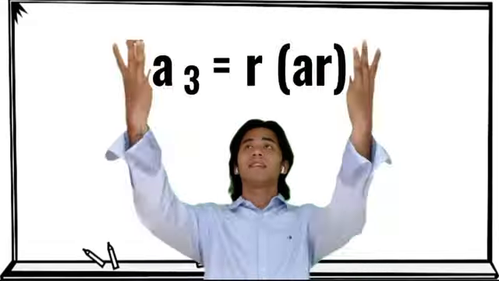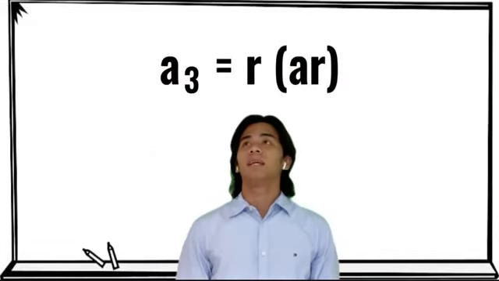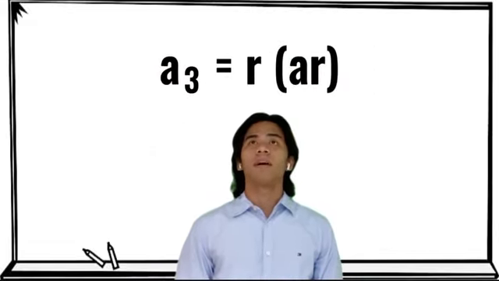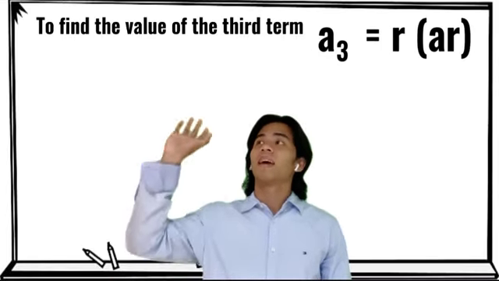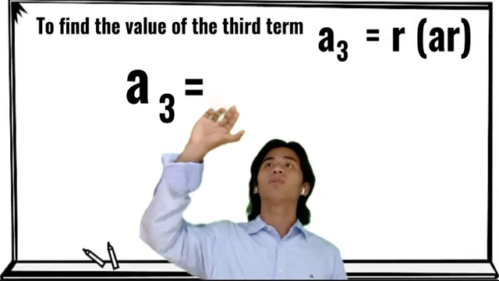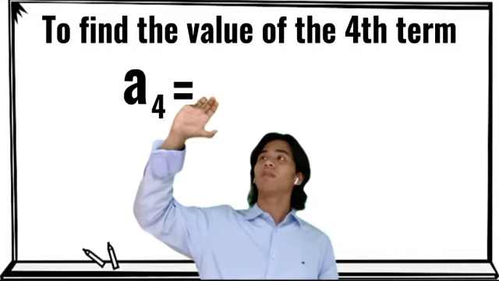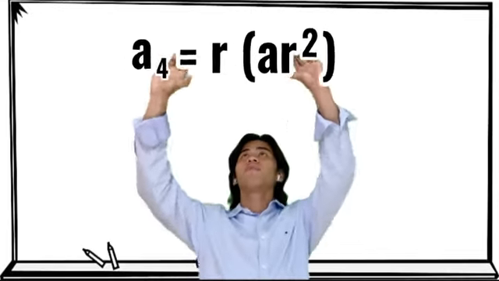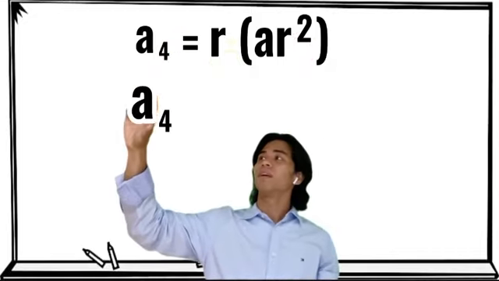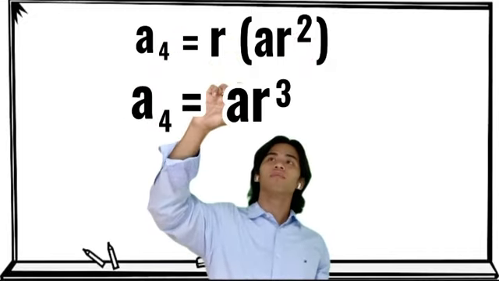Continuing, the third term is just like this. a sub 3 is equal to r times the quantity ar, or in simplified form, a sub 3 is equal to ar squared. And for the fourth term, a sub 4 is equal to r times the quantity ar squared, or in simplified form, a sub 4 is equal to ar cubed.